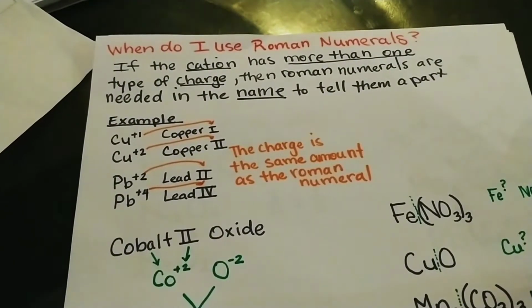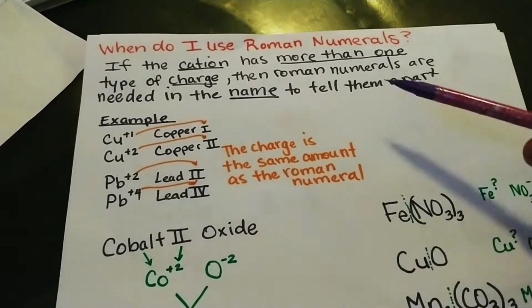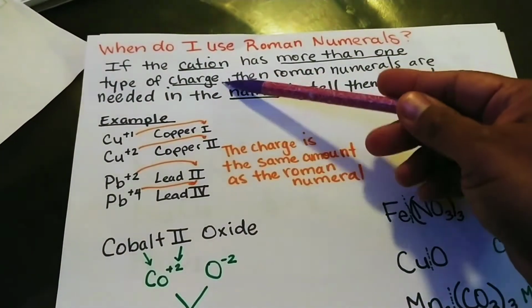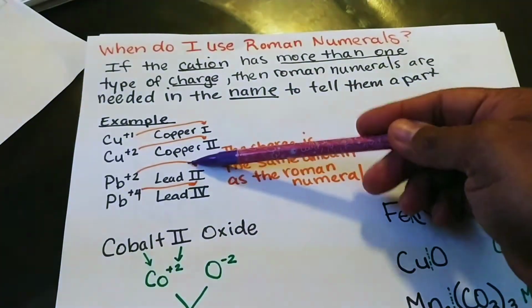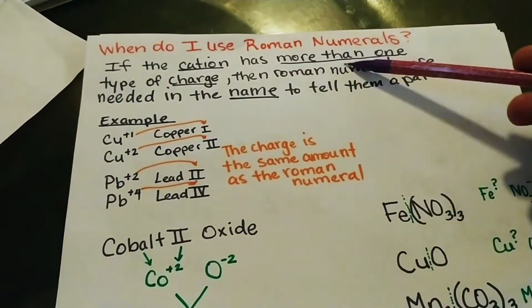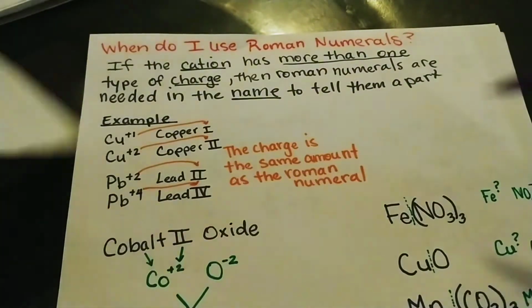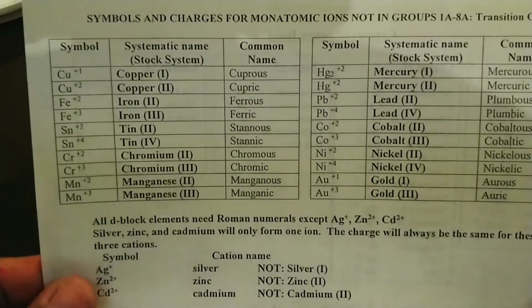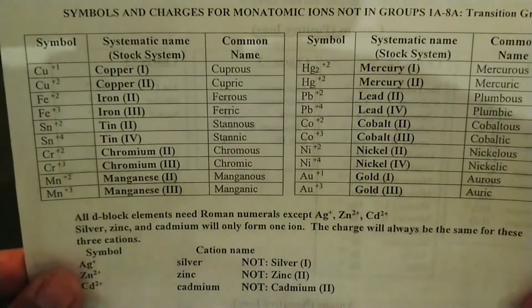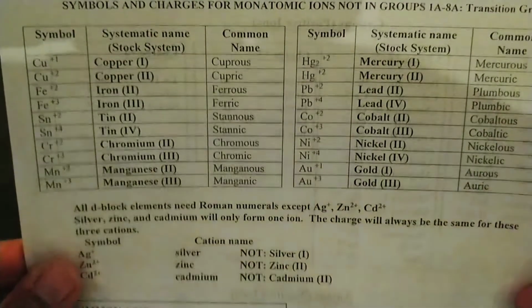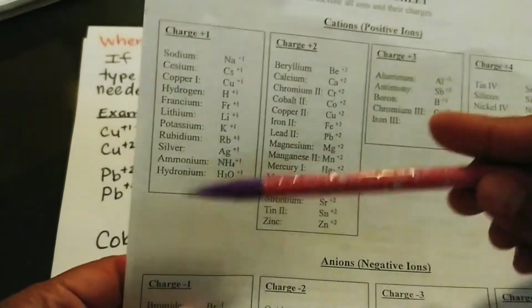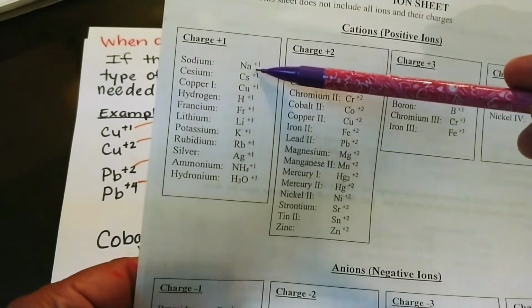So the next problem I saw is, when do I use Roman numerals? If you have a cation, and yes, only the positive ion will have Roman numerals, never the negative ion. But if it has more than one type of charge, then Roman numerals are definitely needed. Okay? Better yet, look at your ion sheet. There you go. These are the ones that more than likely will have Roman numerals. They're your transition elements. And then you have some that don't. Like sodium doesn't need a Roman numeral.